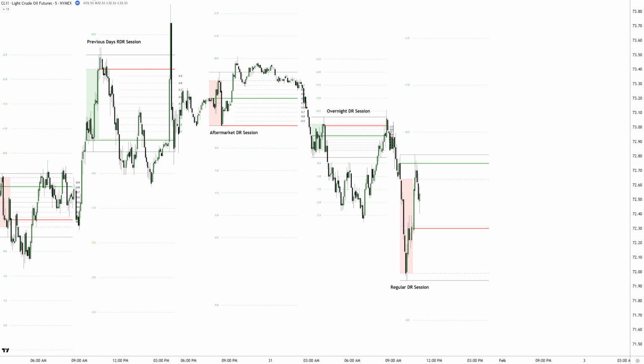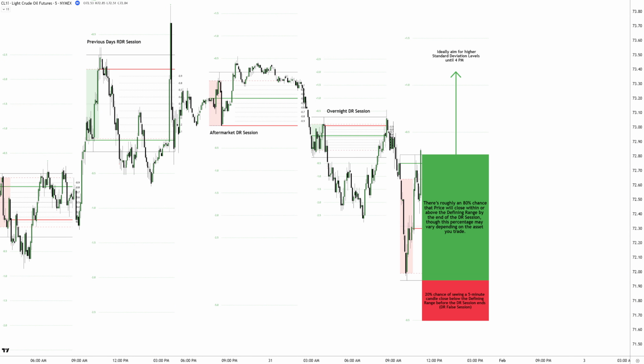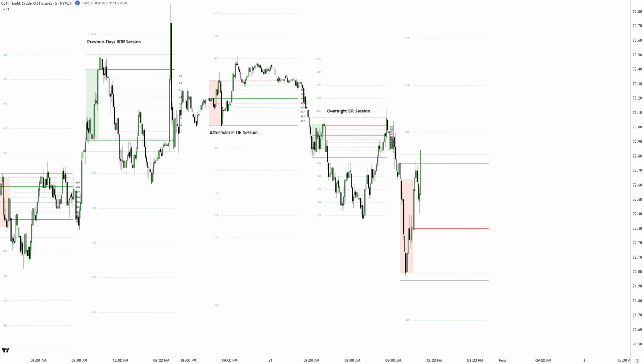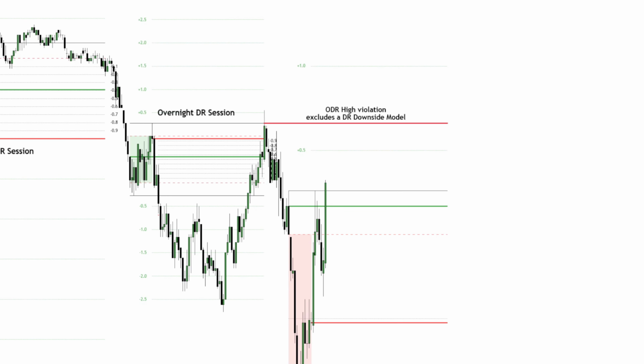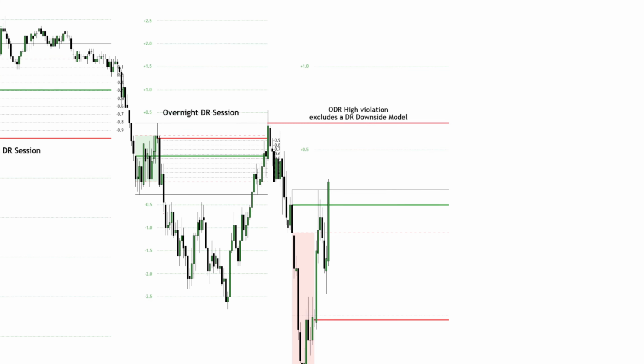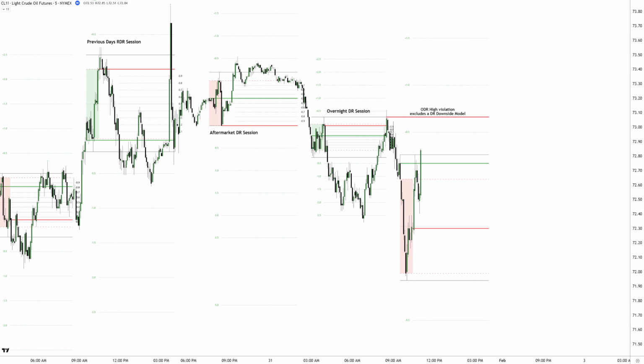Just minutes later, a long confirmation occurred, shifting the session's probability entirely. Now the likelihood of price closing inside or above the defining range sat at 80%, leaving only a 20% chance of turning into a DR false session. This confirmation forced transitioning the focus toward long setups, but with caution. The overnight DR session highs remained a crucial level to watch. If breached, it would break the DR downside model and open the door for a DR range expansion model or even a trumpet-like price action throughout the day.